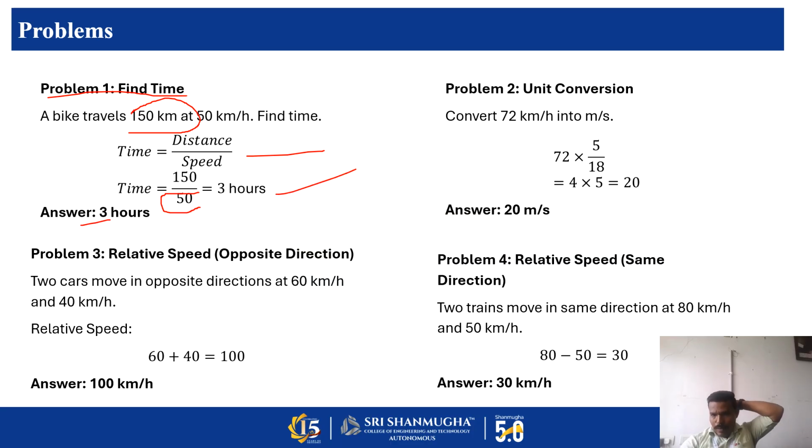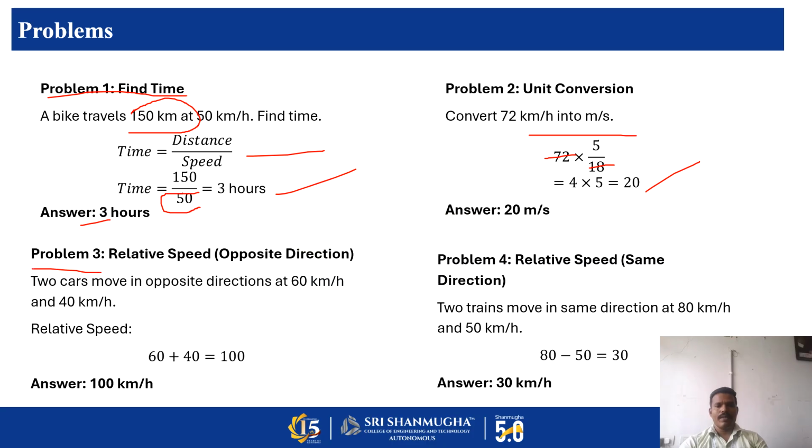Next is problem 2, unit conversion. Convert 72 kilometer per hour into meter per second. The formula is 5 by 18. Multiplying 72 by 5 by 18, the final answer is 20 meter per second.